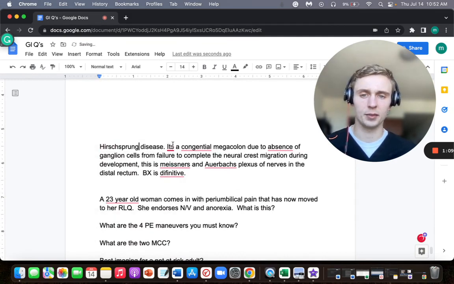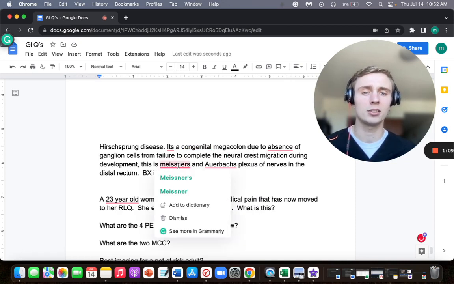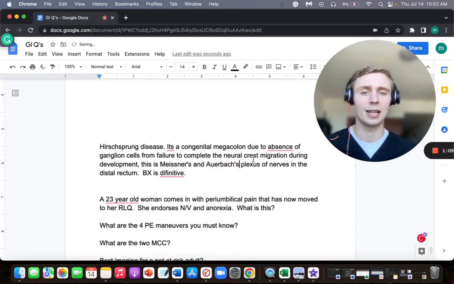Hirschsprung's disease is a congenital megacolon due to the absence of ganglionic cells from failure to complete neural crest migration during development. This is Meissner's and Auerbach's plexus of nerves in the distal rectum. Biopsy is definitive. So if we're going to have lack of complete closure in development, we're not going to be having those cells, so it's just going to be stuck shut.